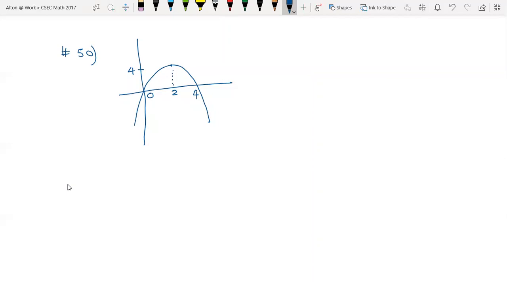The values of x for which y equals 4x minus x squared intersects y equals 0 are... So let's see the values of x for which the graph intersects y equals 0. Let's write that. It's written in a way that we want to find the values of x for which y equals 4x minus x squared intersects y equals 0.